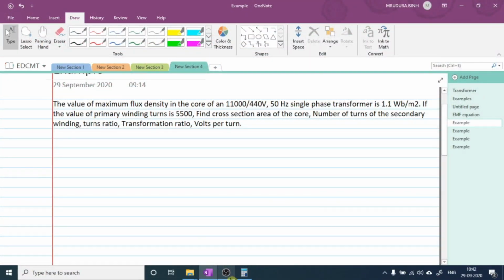So here it is, our example number 3. So let's begin with data given. So let's write here data given and begin with this example.